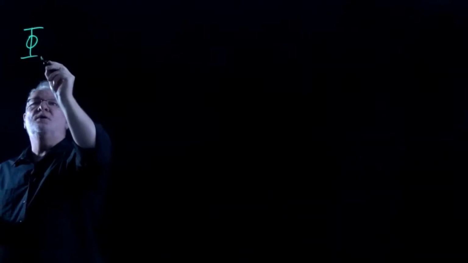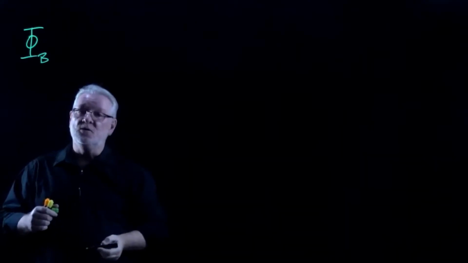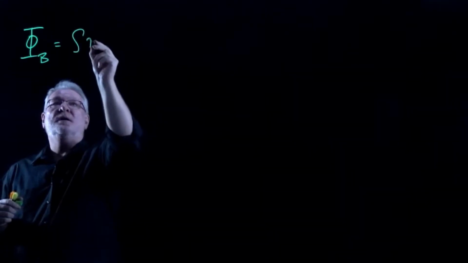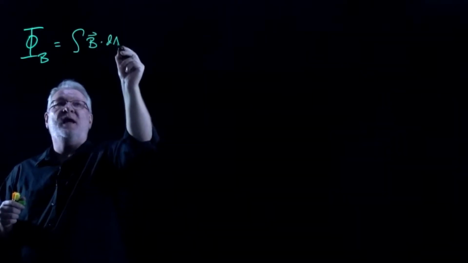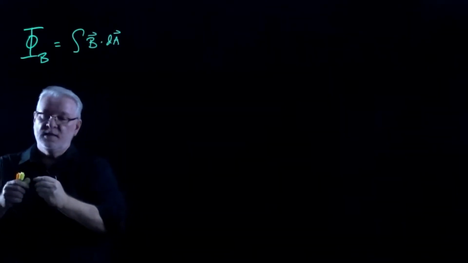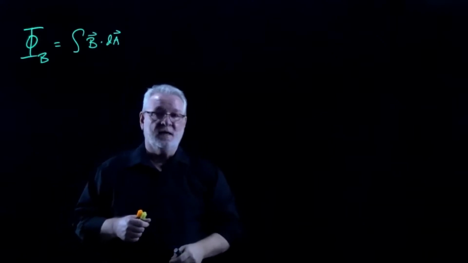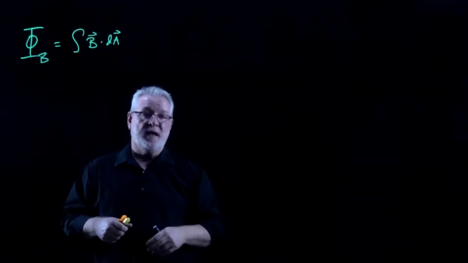Well, if we think back to electric flux, we'll notice that magnetic flux is calculated in exactly the same way. We even use the same symbol, capital Phi. And of course, it's going to be the integral of B, the magnetic field, dotted with dA. In essence, this is like taking an area, placing it in a region where there's a magnetic field, and then measuring the degree to which the magnetic field passes through that area.